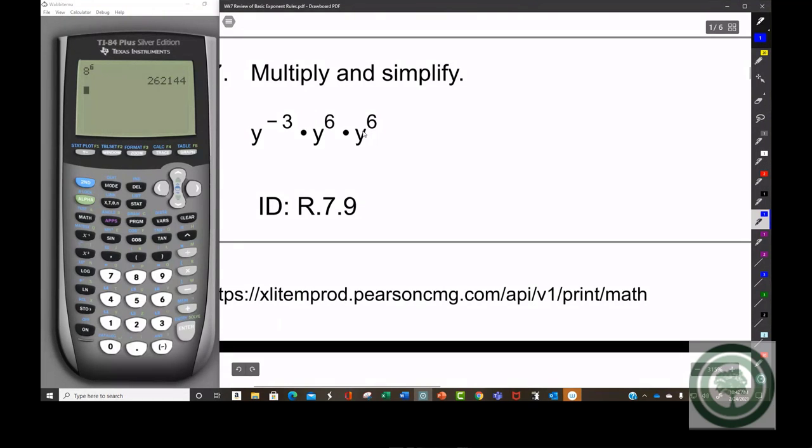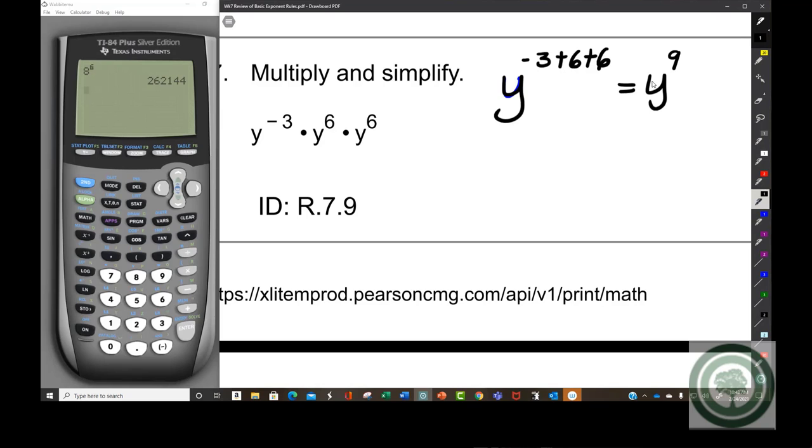Well, what do you know? We have 3 like bases here that are multiplied together. So I'll have, gee willikers, I have so many colors here, y to the negative 3 plus 6 plus 6, which is 9. So this is going to be y to the positive 9th. That means y is in the right place.